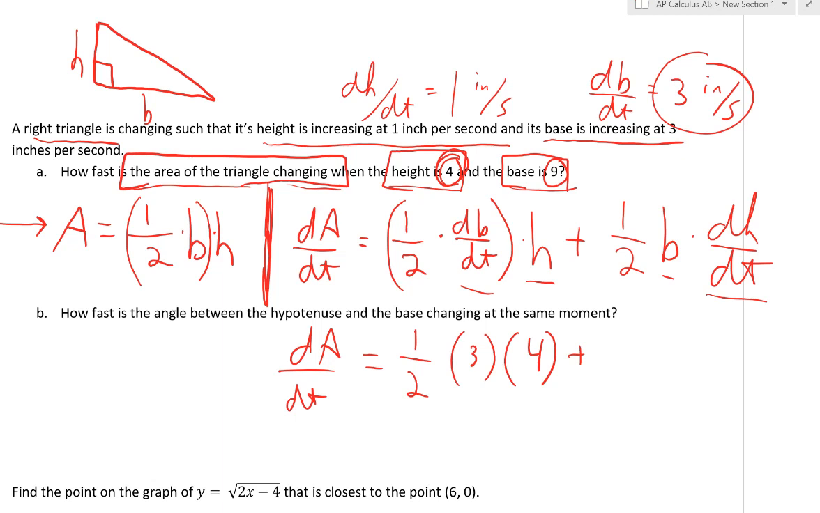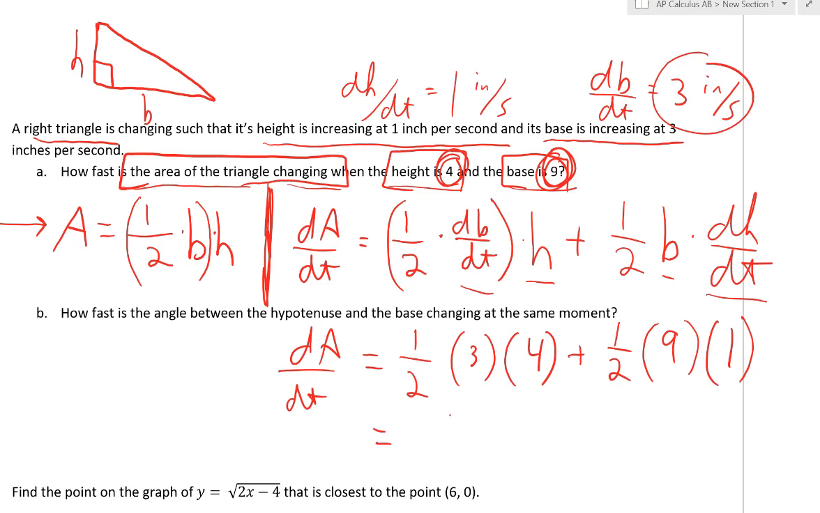Plus, we're going to have a 1/2 here. All right, the base at this point is 9. They told us that right there. And the rate of change of height happens to be 1. And these are all numbers. I just made these numbers up. I just gave you some information so you could plug them in. There's nothing special about these.